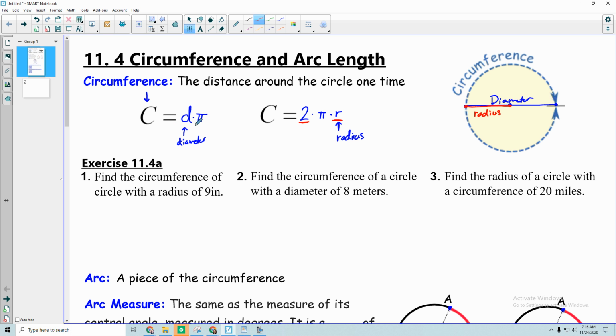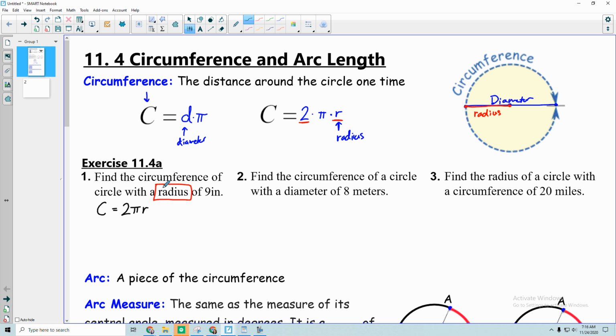So again, the goal is to figure out which one of these two I'm using depending on the problem that I'm given. So for the first one, it says find the circumference of a circle with a radius of 9. Since it mentions the word radius, that is going to lead me to use this formula, because this one doesn't talk about the radius at all. This is the formula that has to do with the radius. Okay, so I'm going to write C equals 2 pi r. I put them all next to each other, and I know that I'm still multiplying them together.